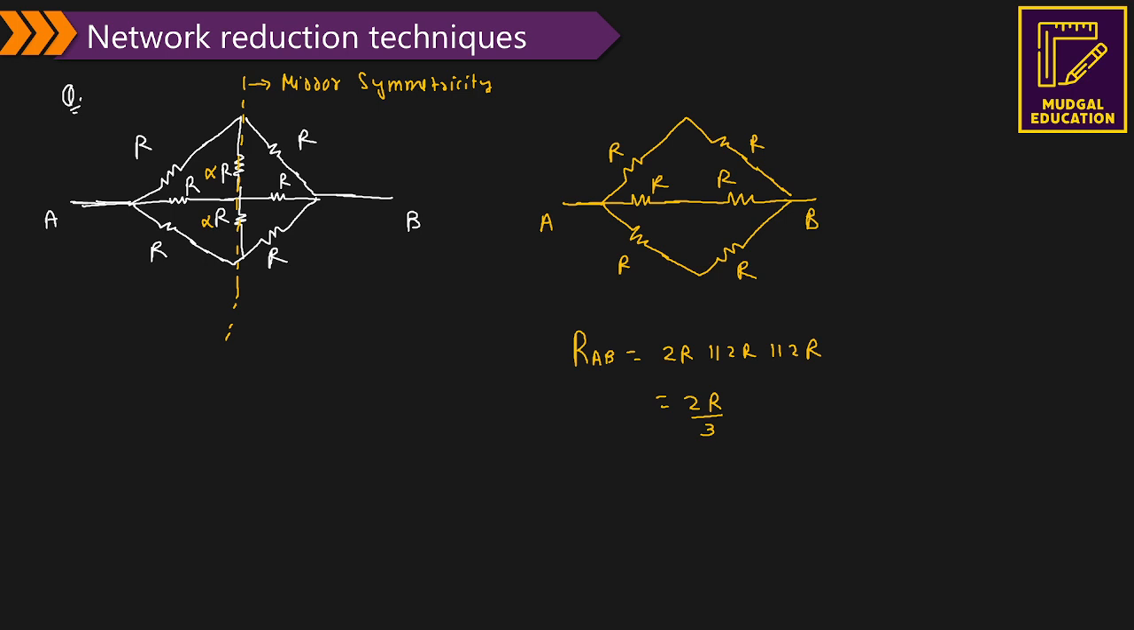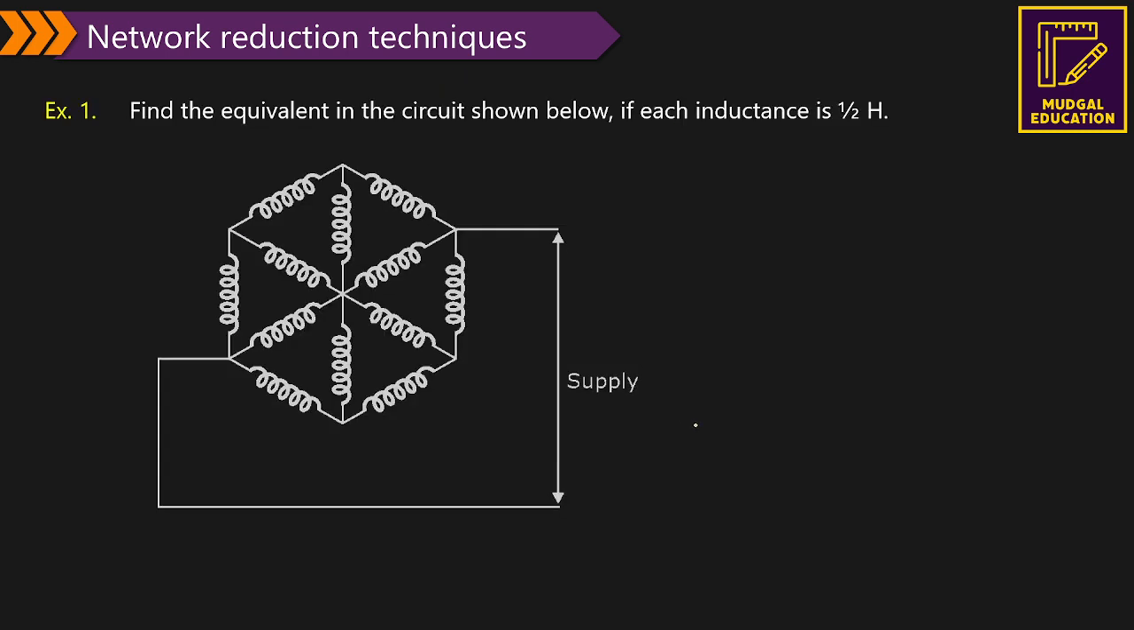Okay. Now can you solve some previous year questions? This is one question you can see on your board. This is not a previous year question, but the question has been asked in the IIT JEE Mains paper. In this question, you need to find the equivalent inductance across the supply if the total inductance is half Henry. Now how to solve this question?